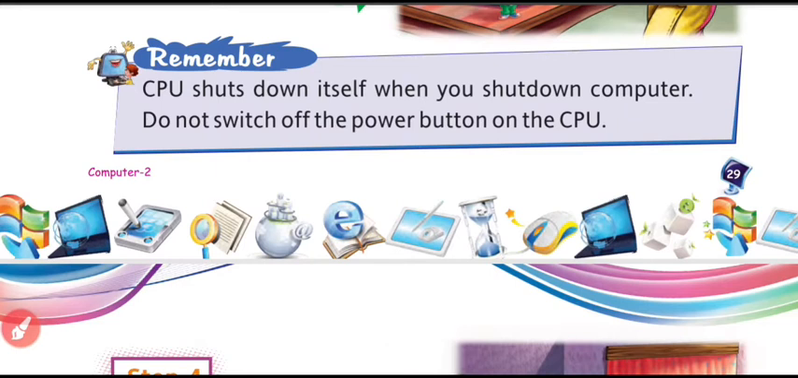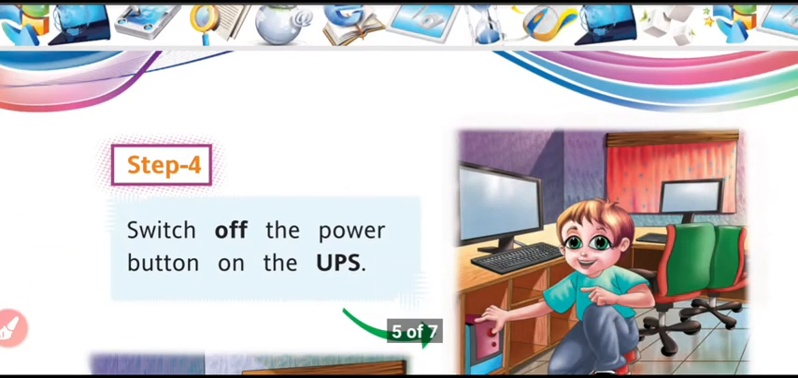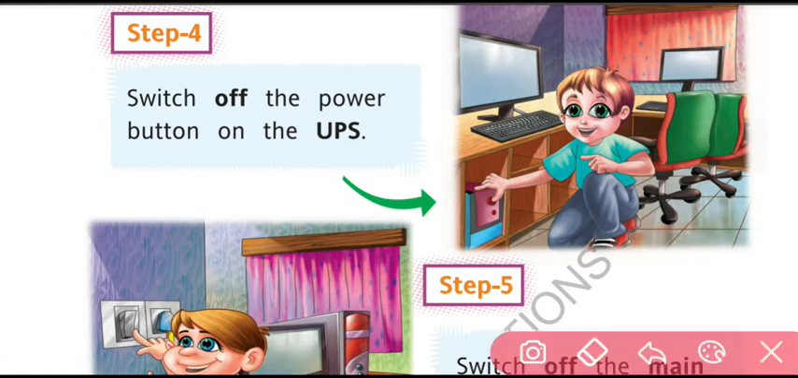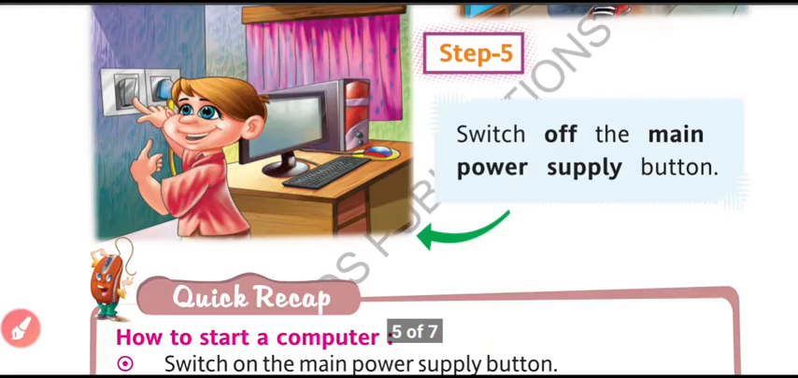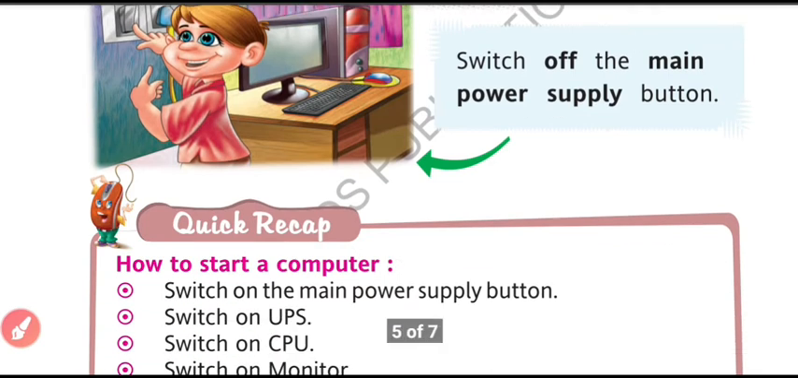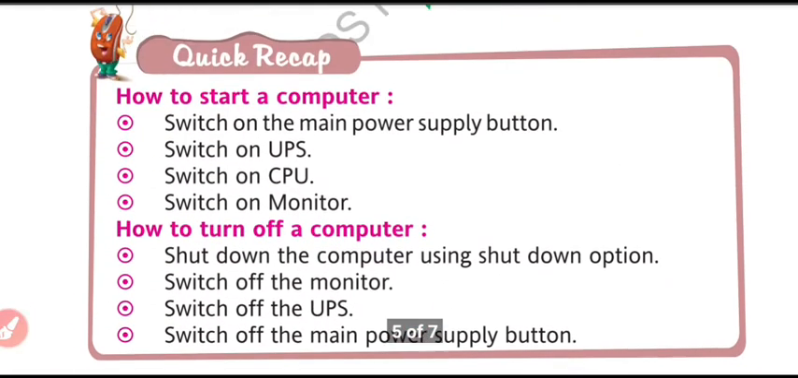Remember, the CPU shuts down itself when you shut down the computer. Do not switch off the power button on the CPU. Always remember this. Step 4, switch off the power button on the UPS. This is step 4. And step 5, switch off the main power supply.